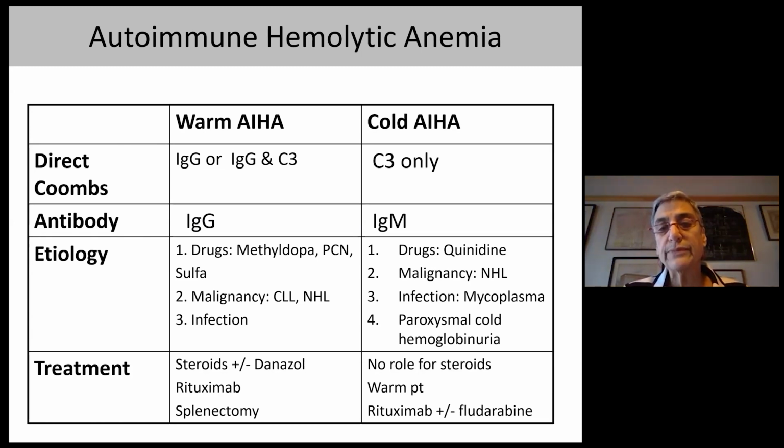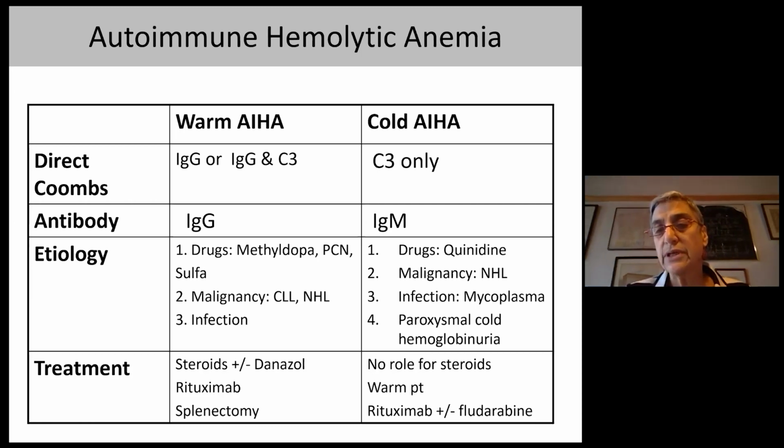With warm hemolytic anemia, you will see IgG or IgG and C3 on the surface of the red cell, and it is an IgG-mediated hemolysis. Can be related to drugs, but also can be related to malignancy, and many of these patients have idiopathic autoimmune hemolytic anemia. And this is the form of hemolytic anemia that responds to steroids and rituximab and splenectomy. It's important to distinguish that from anemias in which the direct Coombs shows only C3 on the cells.